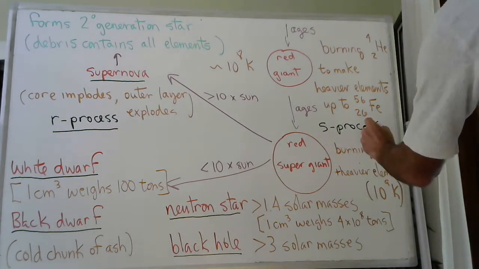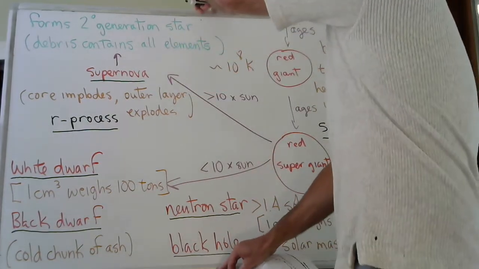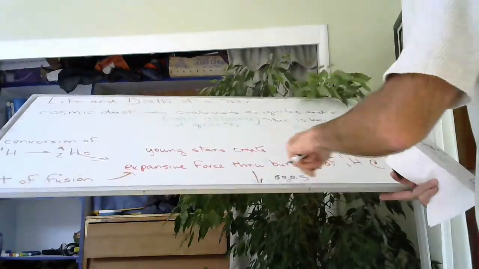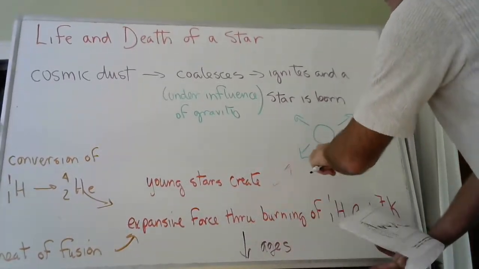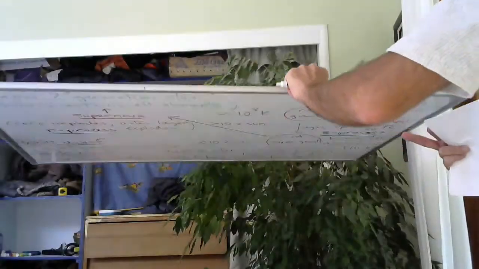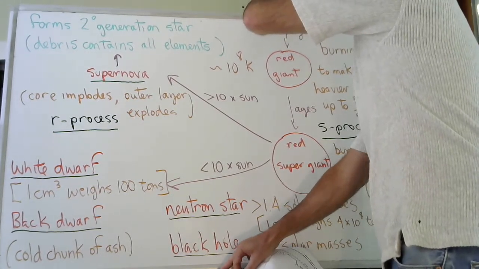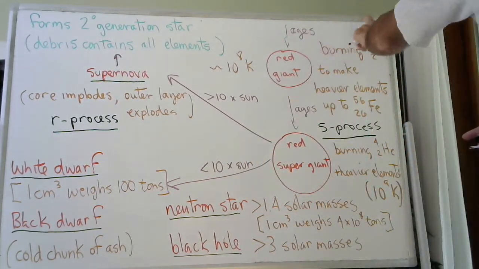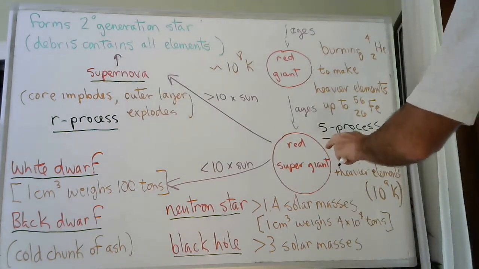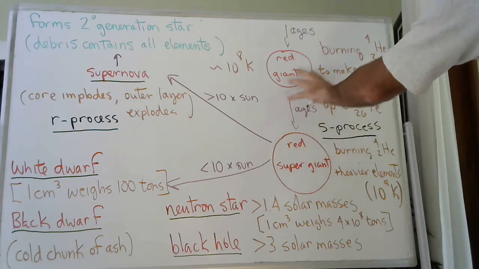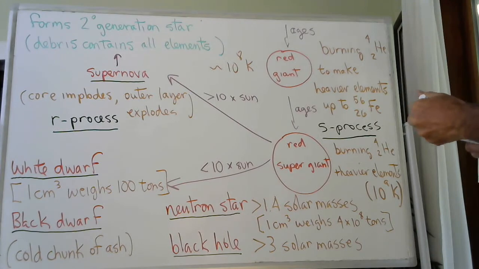Another note, if you look at the notes, I have R process written right here between the young star and the red giant. That is not correct, so I don't know how that got there. So there is no R process at the beginning. The R process happens very rapidly in the supernova. S process happens in this stage where we are able to create heavier elements slowly.